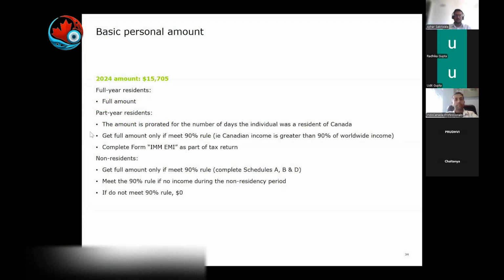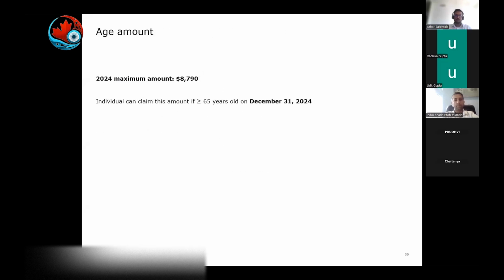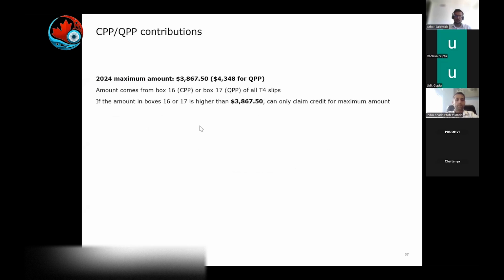So you get a basic personal amount credit, which is $15,705 as per the 2024 amount. And if you are in Canada for part of the year, this amount is prorated over the number of days. You also get a similar amount for your spouse if your spouse is not earning income up to $15,000. If she earns more than $15,000, you do not get this spouse credit. For individuals more than 65 years old, they get another credit of $8,000.